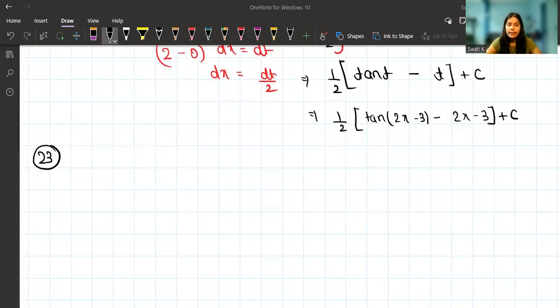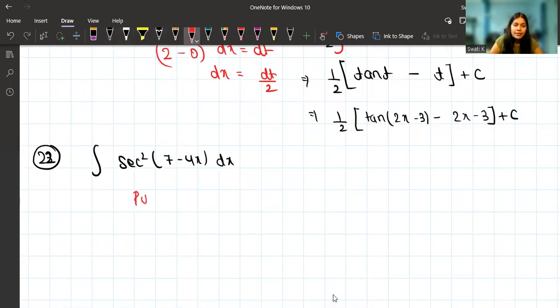So in the 22nd question, you have to integrate sec squared 7 minus 4x. Here you don't need to convert because we already know the formula for sec square x. So simply you need to substitute here 7 minus 4x as t.